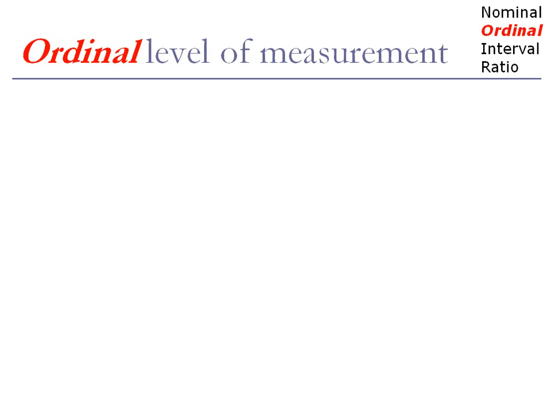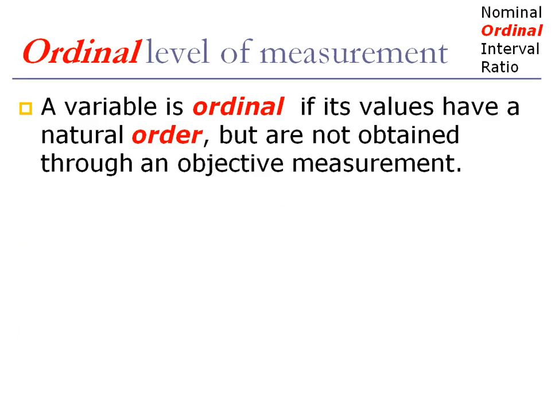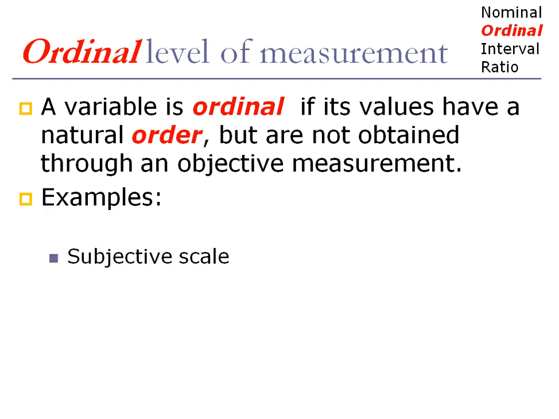We now go up one level to the ordinal level of measurement. In the ordinal level of measurement, the values do have a natural order. It's easy to figure out which one is lower, which one is higher, which one is less, which one is more. But these different values are not obtained through some objective measurement done with some kind of instrument. Some basic examples, and then you'll see some more in class.